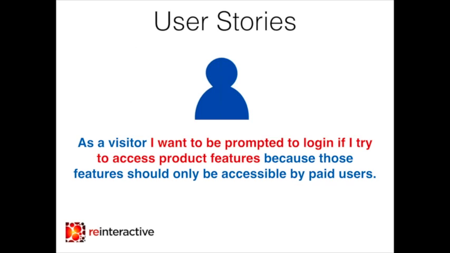We want to describe who is acting, what is being achieved, and why we're doing it. So as a visitor, that is who's doing the acting in the story. I want to be prompted to log in if I try to access the product features. So that's what we want to achieve, and the reason we want to achieve it is because those features should only be accessible by paying users.